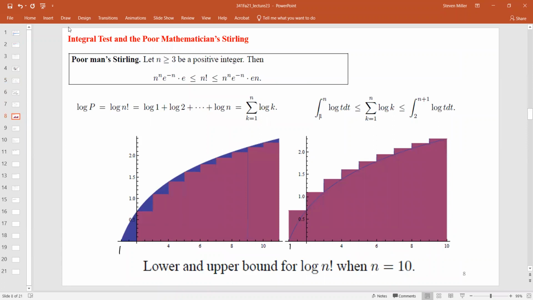All right, how many of you remember the integral test from calculus?